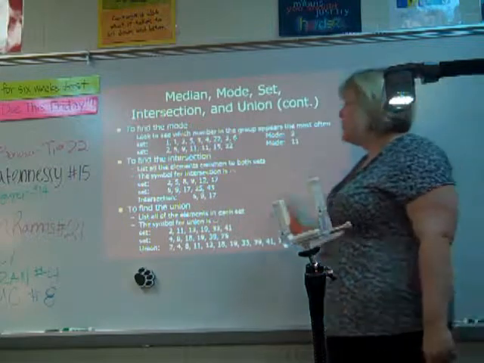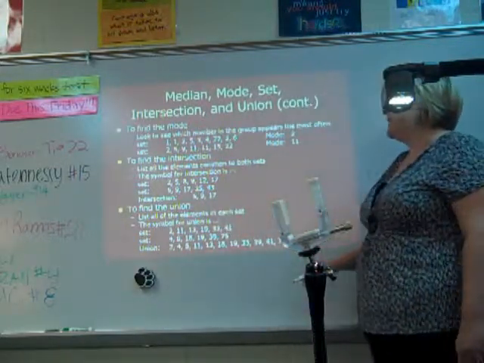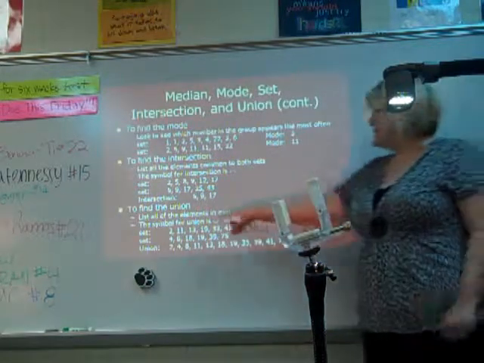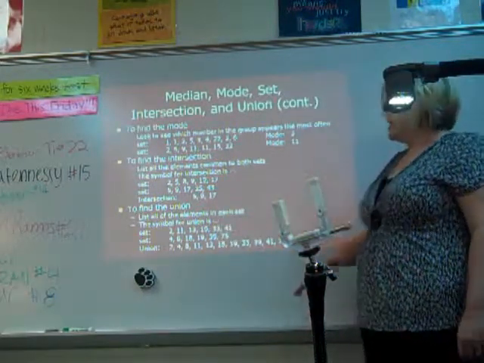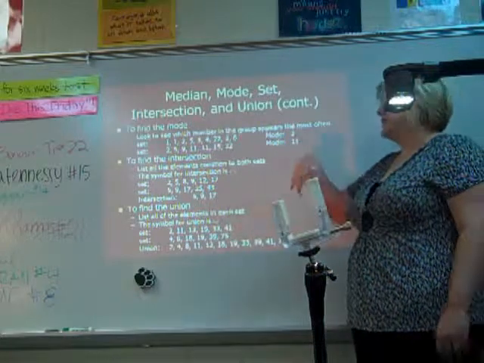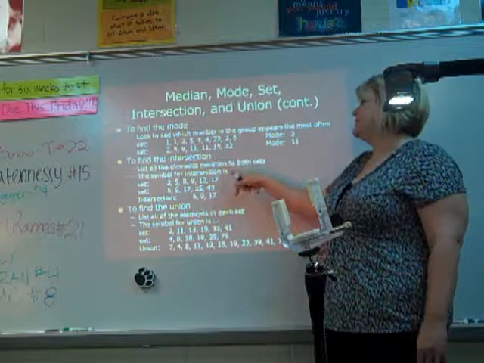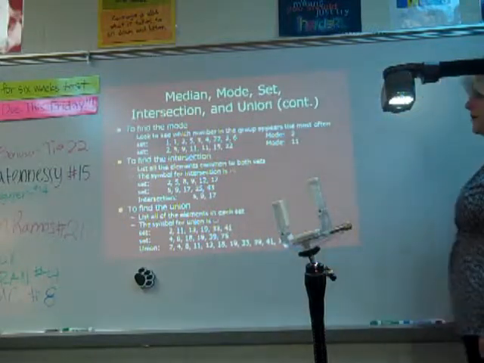To find the union, you list all of the elements in each set. You don't list duplicates. And the symbol for union, it's easy to remember. It looks like a U. So I just always remember U is union, the other one is intersection. I mean, that doesn't really look anything like intersection, but I just know it's not union because it's not a U.